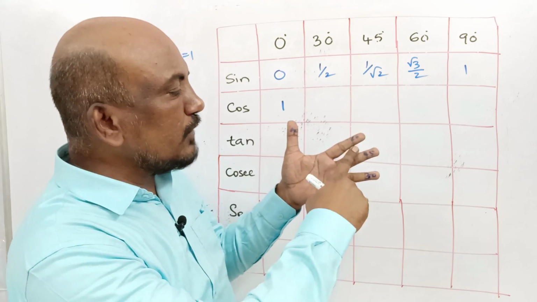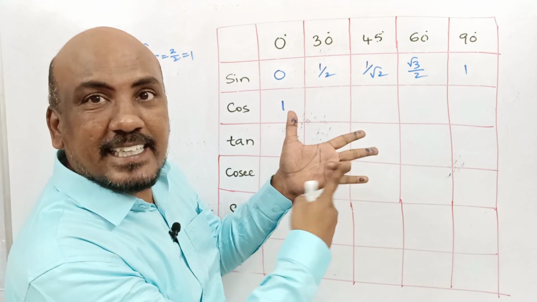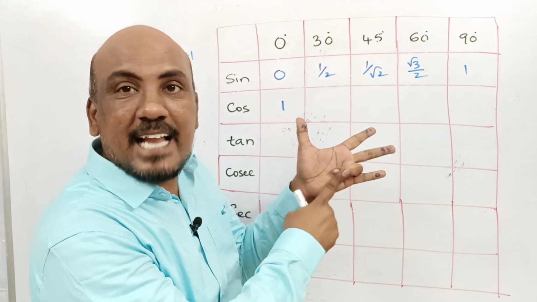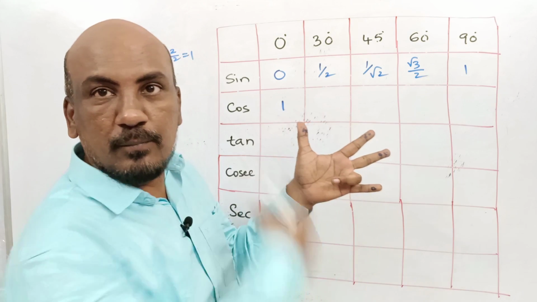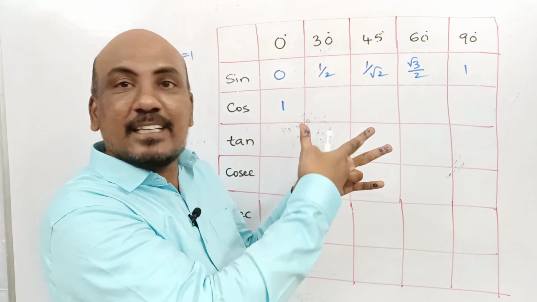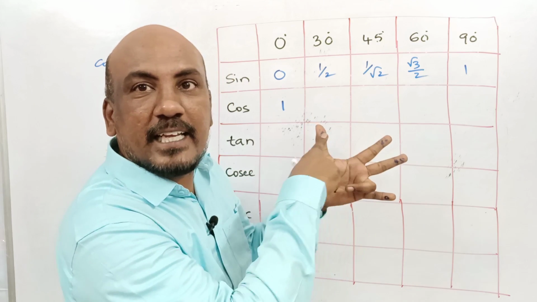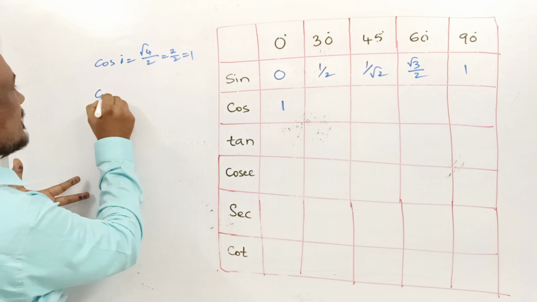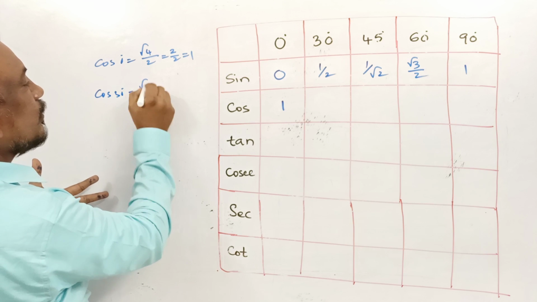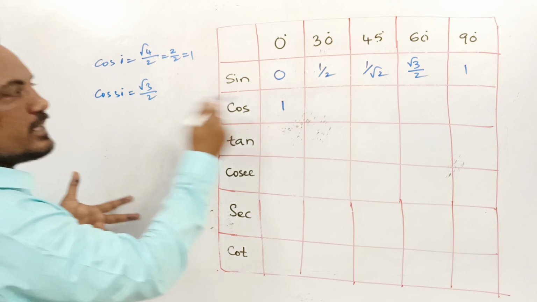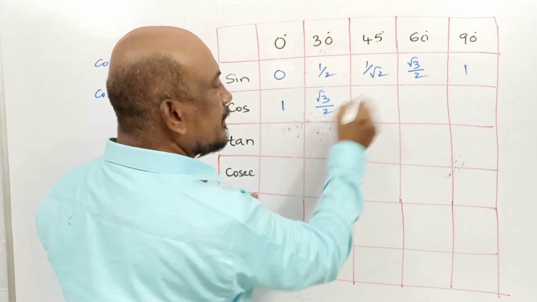In the same way, cos 30 we will go for. 0, 30, 45, 60, 90, na? Cos 30, I am closing it. When I fold this finger, how many fingers are above? Because it is cos, I am taking the number of fingers above. 1, 2, 3. So root 3 by 2. Cos 30 is going to be root of 3 by 2. So here you can write it as root 3 by 2.